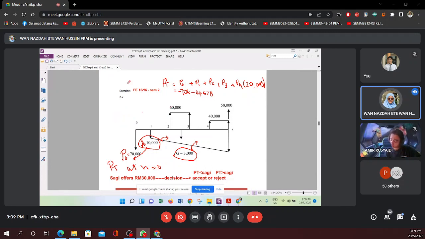Alright, so let's do this one first. This one is A3, okay. This A3 happened from year 2 to year 3. So you cannot determine the present worth for A3 equals 60,000 at N equals 0. Why? Because it does not happen at year 1. So what you need to do is determine P2 at year one first.